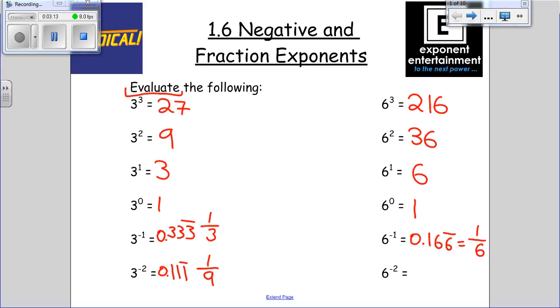Now, if you did 6 to the power of negative 2 in your calculator, you're going to get another weird decimal. It's going to be 0.027. Again, we don't like those decimals, so we go math, fraction. This thing is 1 over 36.